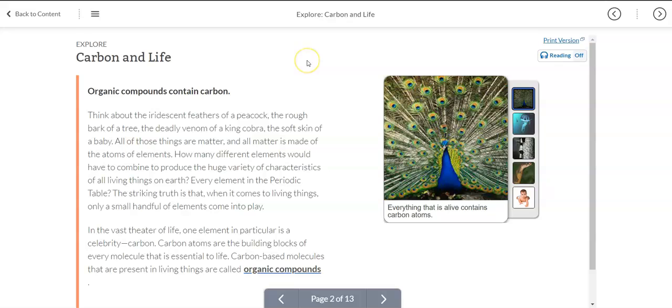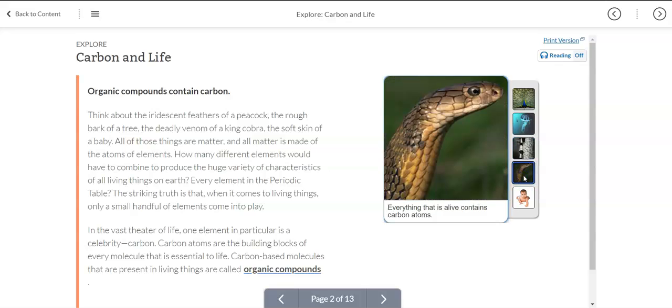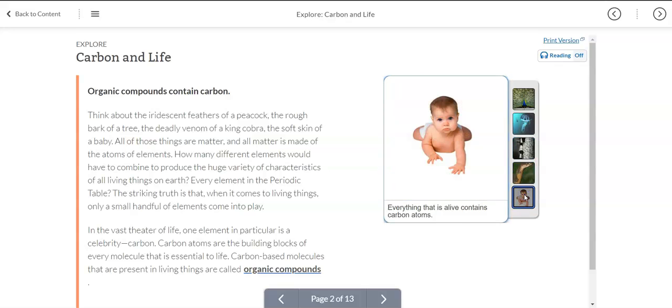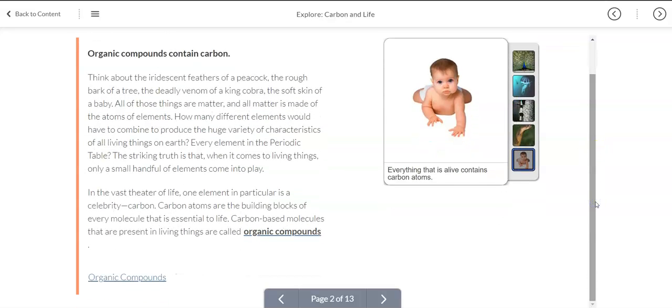We know that now. Think about the iridescent feathers of a peacock, the rough bark of a tree, the deadly venom of a king cobra, and the soft skin of a baby. All of those things are matter, and all matter is made of the atoms of elements. How many different elements would have to combine to produce the huge variety of characteristics of all living things on Earth? Every element in the periodic table. The striking truth is that when it comes to living things, only a small handful of elements come into play. In the vast theater of life, one element in particular is a celebrity: carbon. Carbon atoms are the building blocks of every molecule that is essential to life.